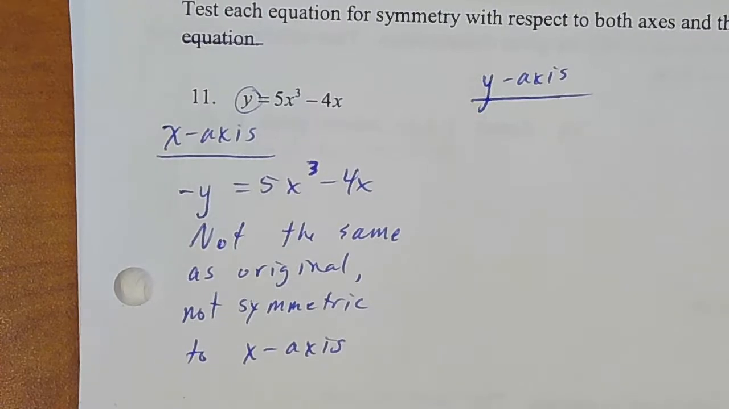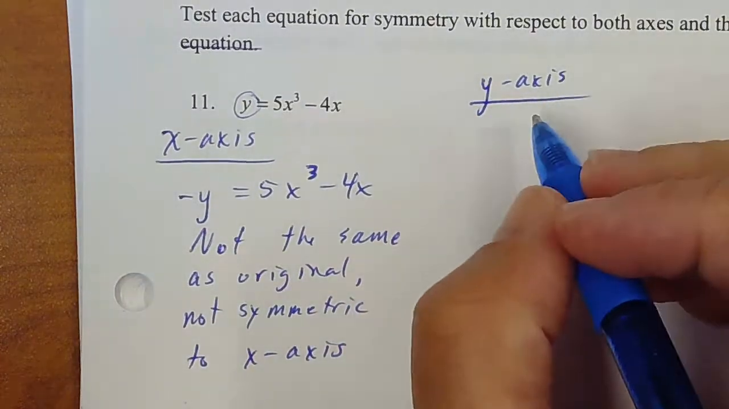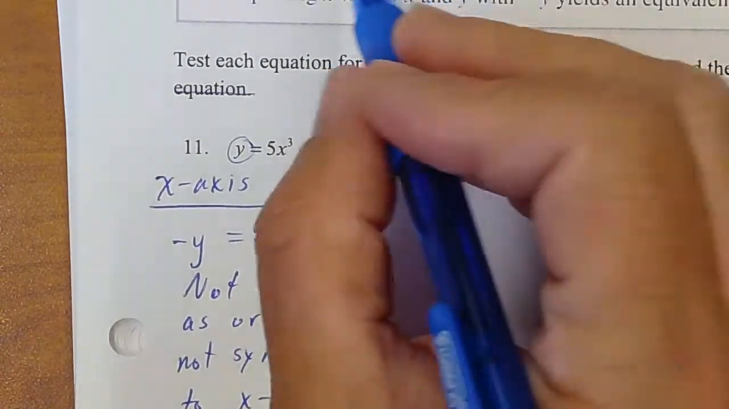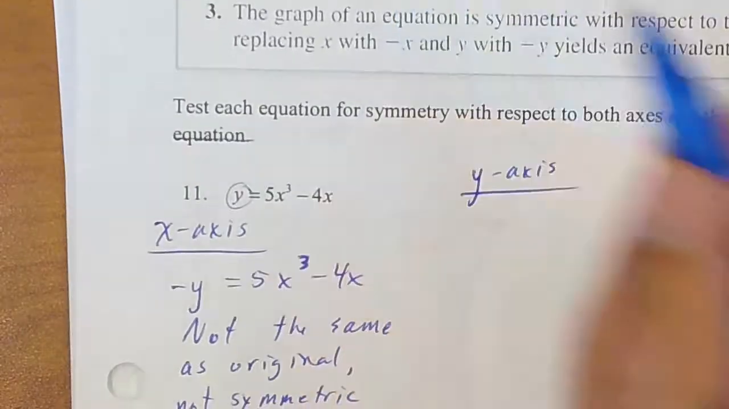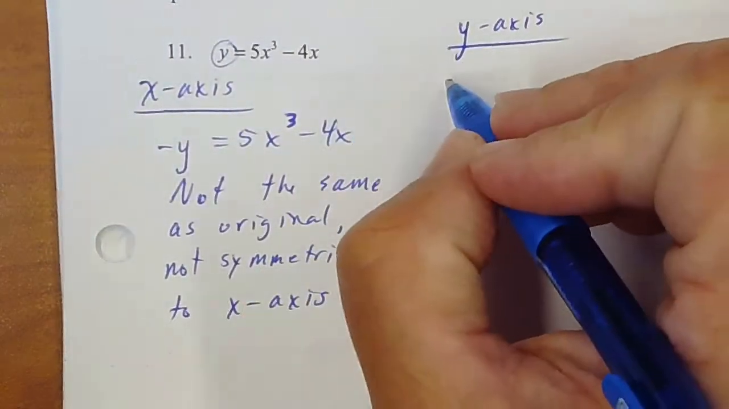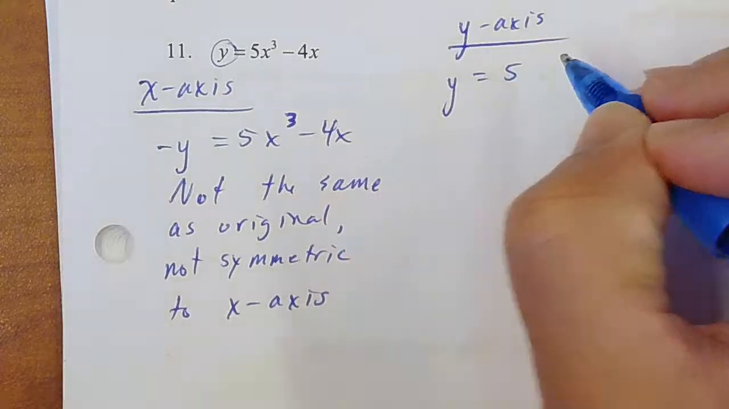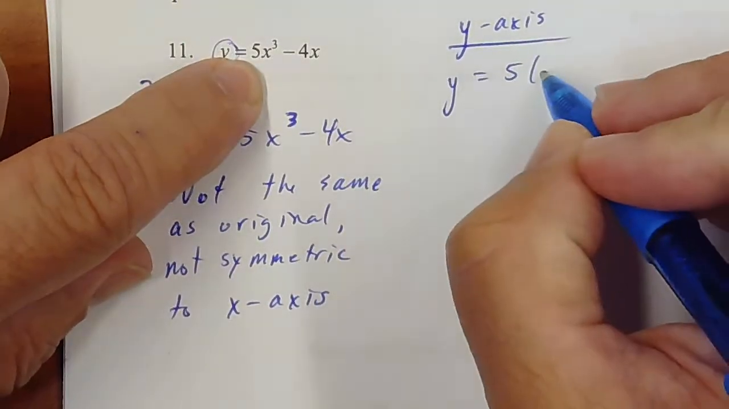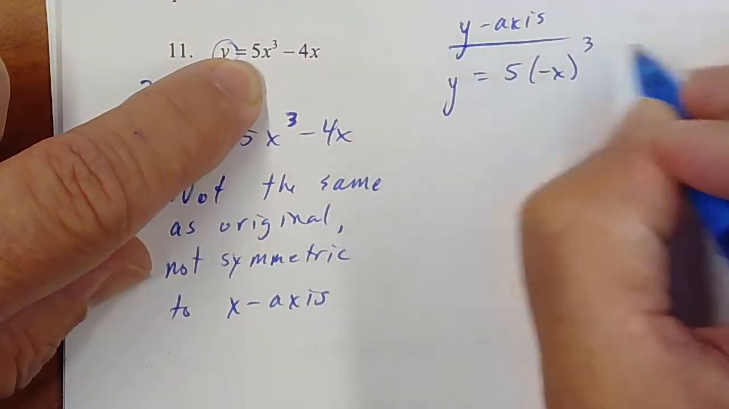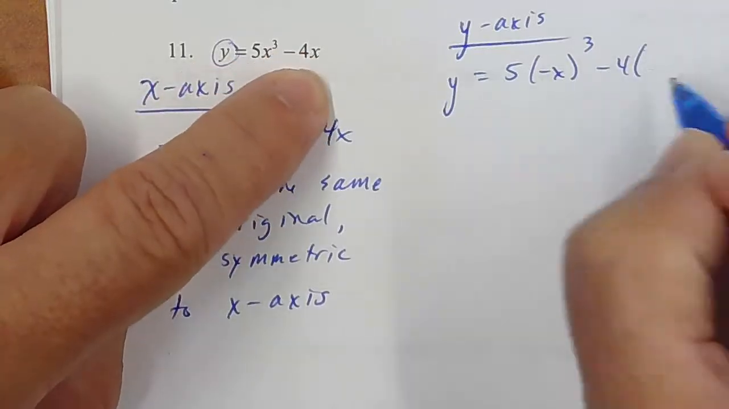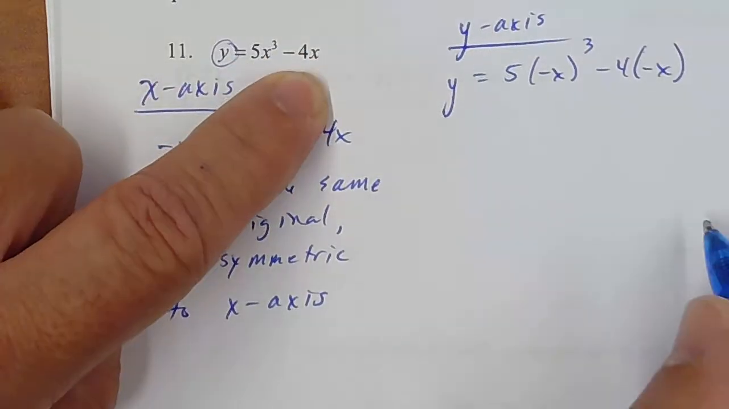All right, let's go on to y-axis symmetry. Okay, so now I've got to replace x with negative x, is what it says in step 2 up there. So it's going to look like this. 5 times x cubed, but instead of x, I'm going to replace it with negative x. And then I've got another spot to plug it in. 2 spots.